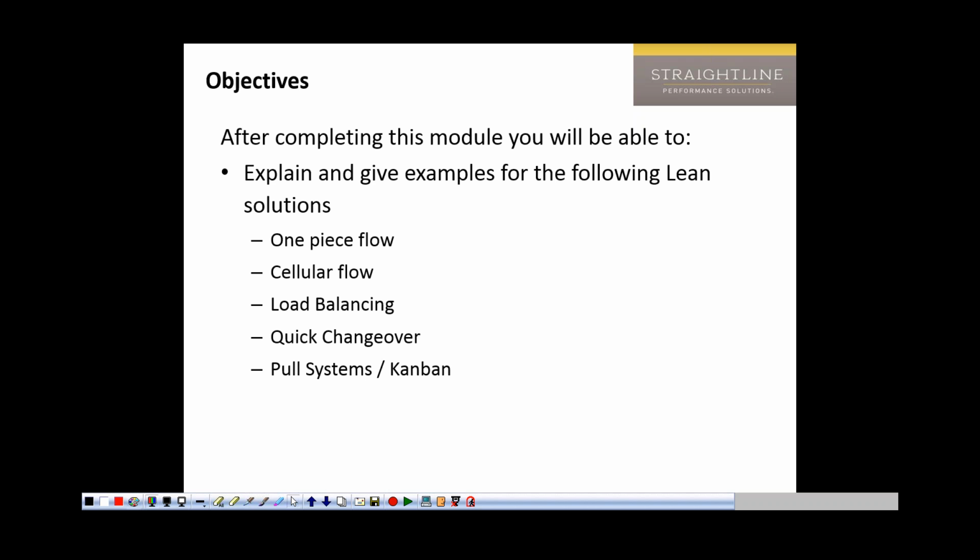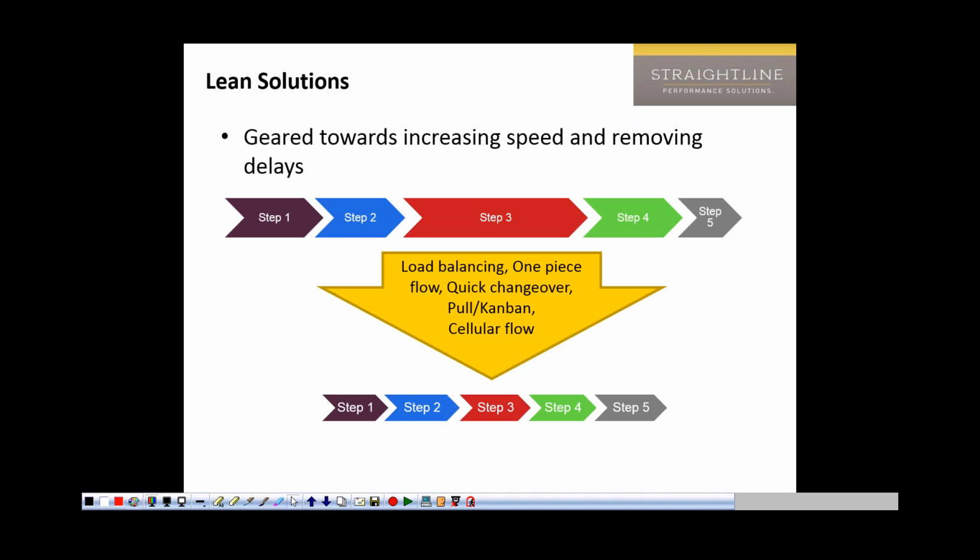Lean in some ways is very solution oriented. It says, here's what we're trying to do: we're trying to find the waste, and then we'll use a specific technique to help reduce that waste. Here are some examples. One-piece flow, cellular flow, load balancing, which is kind of what we talked about before. It's all about managing your capacity, quick changeover, and pull systems. Now, I'll just show you very briefly what each of these are.